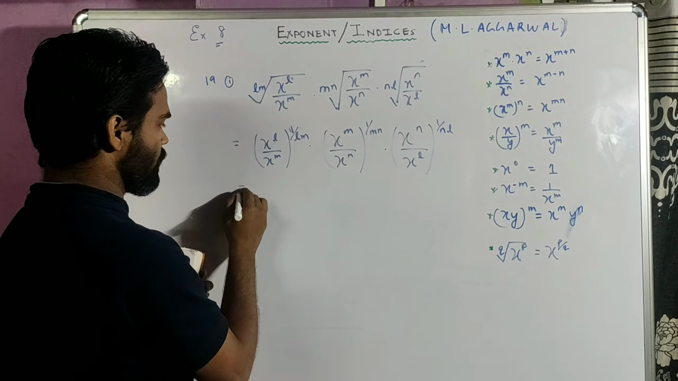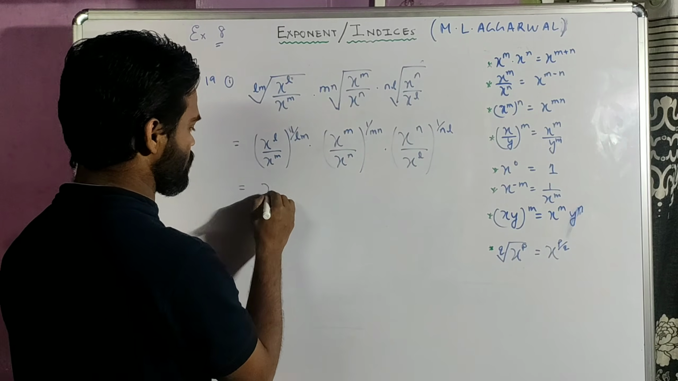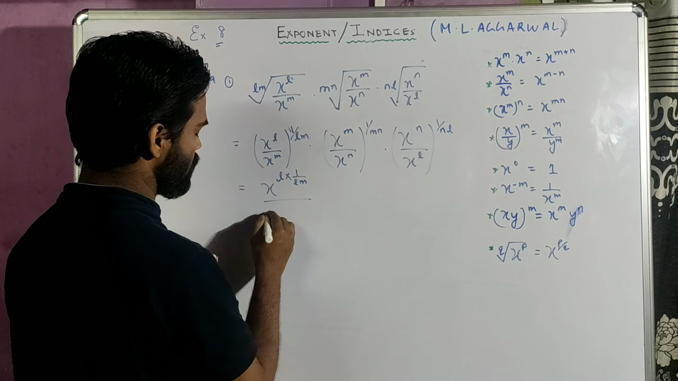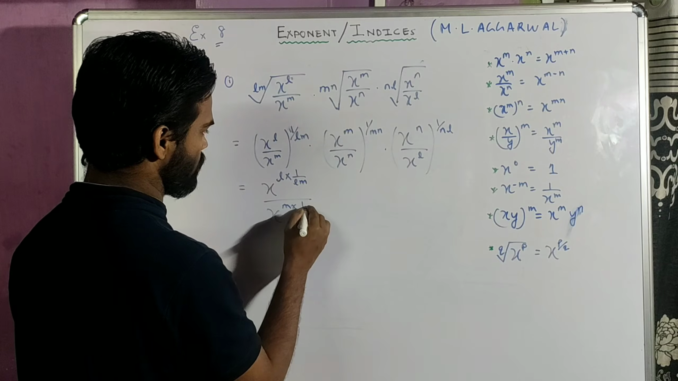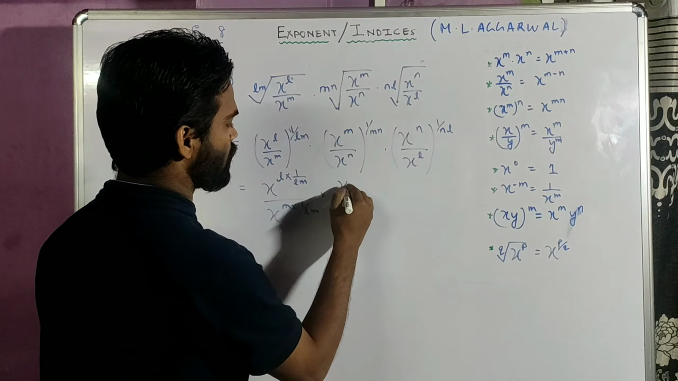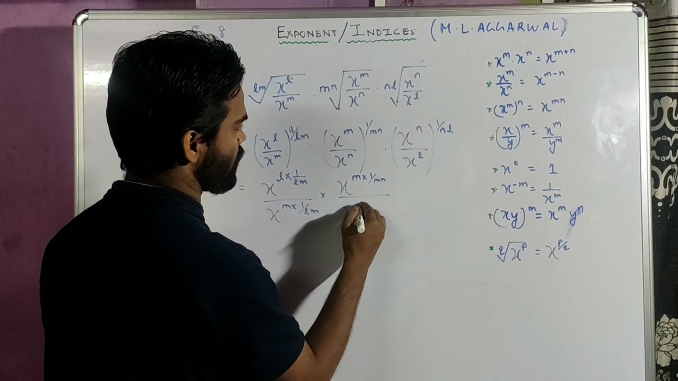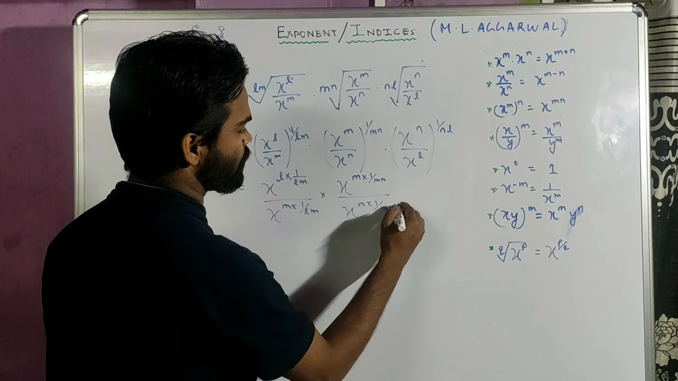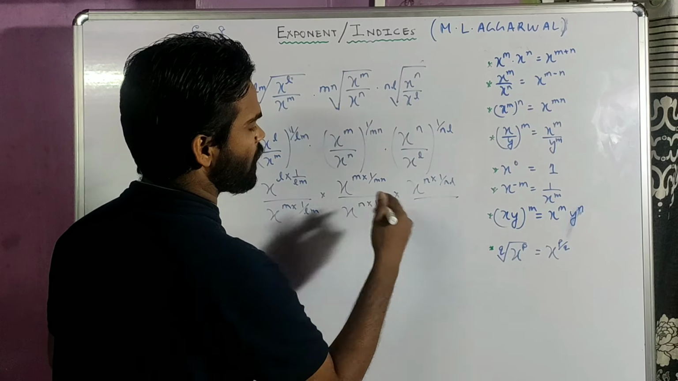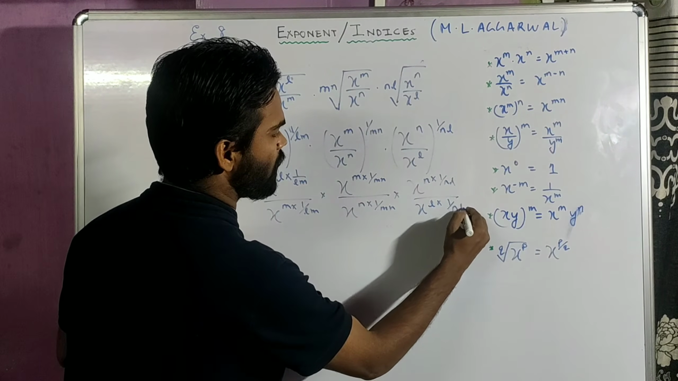Now when you open the bracket, the power goes to the numerator as well as the denominator, so this becomes x to the power l into 1 by lm, x to the power m into 1 by lm. Similarly, this becomes x to the power m into 1 by mn, x to the power n into 1 by mn. Similarly, this is x to the power n into 1 by nl, and this is x to the power l into 1 by nl.